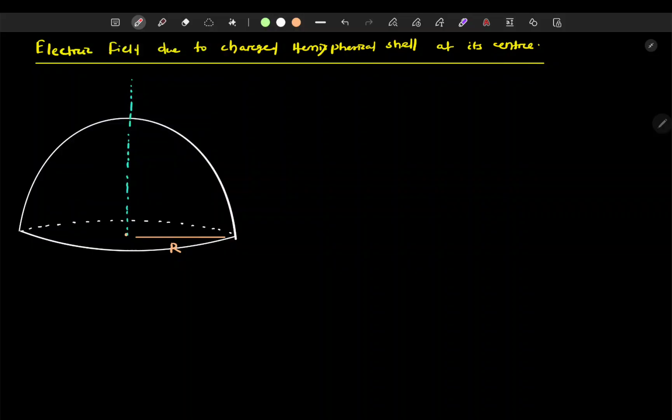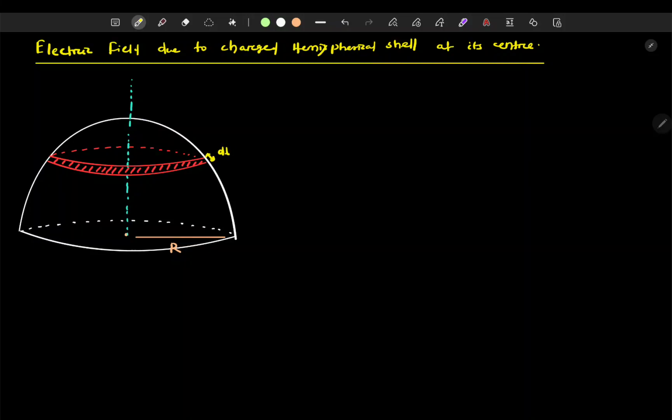This is your charged hemispherical shell. Let us consider a small strip. Let us think this hemispherical shell consists of ring-like structures. This is your small strip, a ring-like structure. The hemisphere is a combination of a number of such ring-like structures. And for this ring, what is its length? Suppose the thickness is dl.